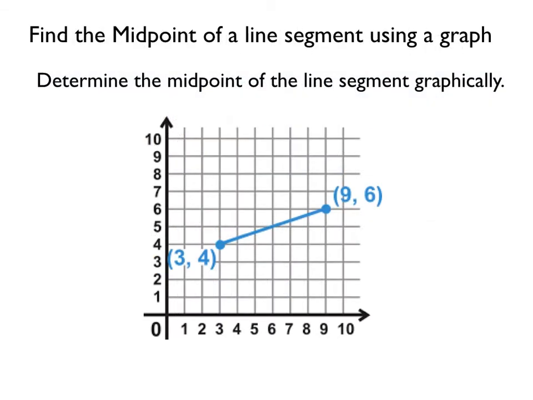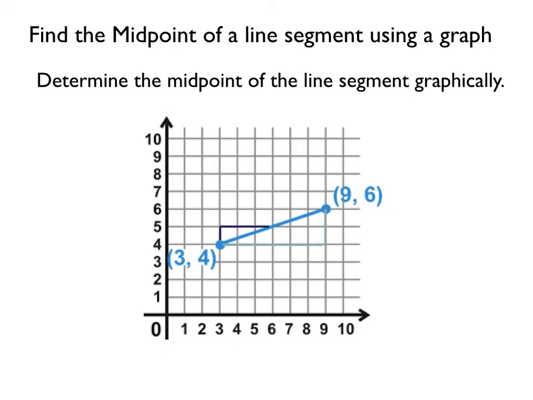Okay, so now let's extend this to the coordinate plane, the XY coordinate plane. We are asked to determine the midpoint of this line segment graphically. So to do that, we wanted to find out what the rise is between the 2 points and what the run is. The rise is 2 and the run is 6. So to find the midpoint, we'll start at our bottom point and go up 1, which is half of the rise, and then go over 3, which is half of the run.